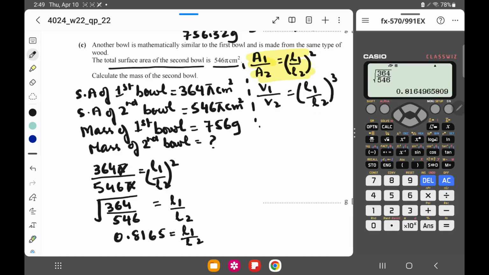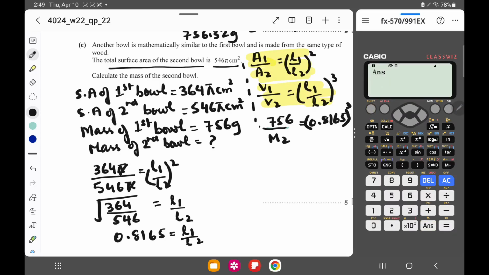Now we are substituting the value of L1 upon L2 in V1 upon V2 is equal to L1 upon L2 whole cube. Alright, so remember, in this one we are substituting here now. Okay, so V1 upon V2, the volume 1 or the mass 1 upon mass 2. The mass 2 is required in the question. Okay, so mass 2 is required and mass 1 is 756. You have to be careful. And L1 upon L2 is 0.8165 cube.